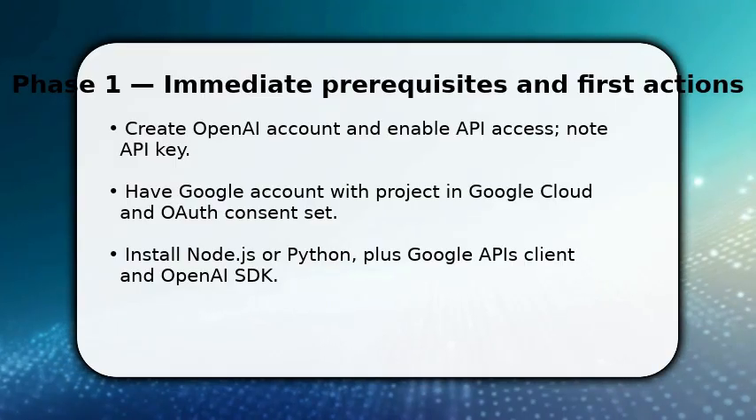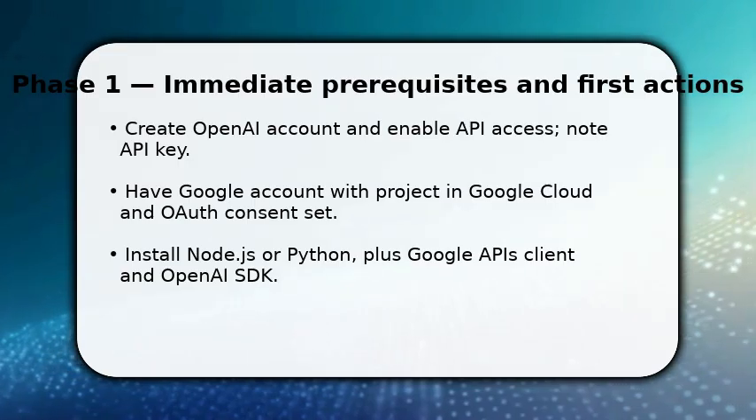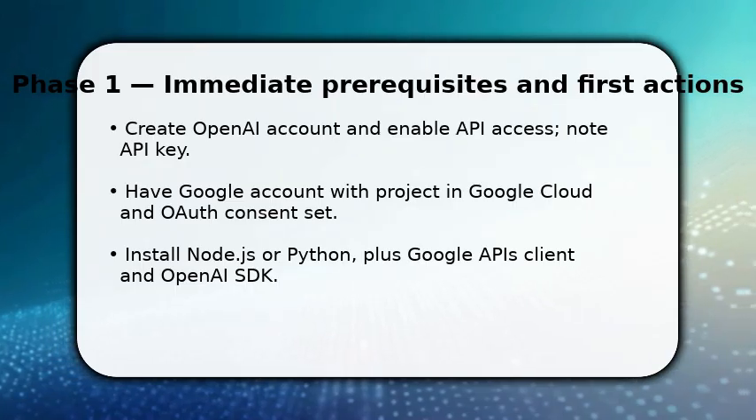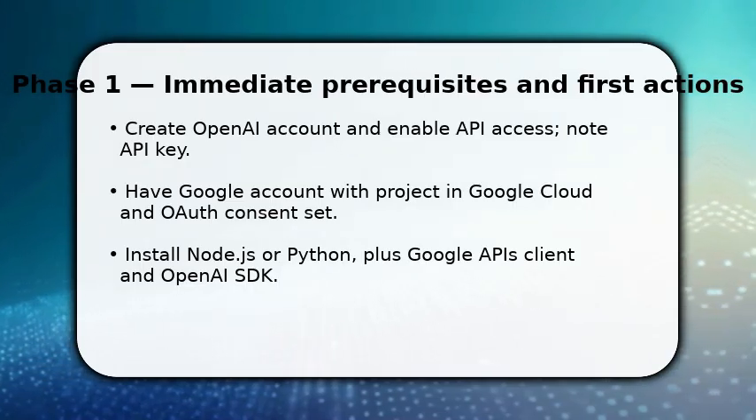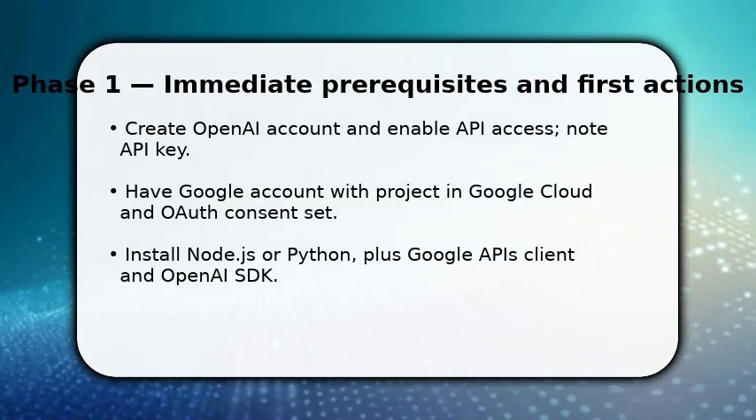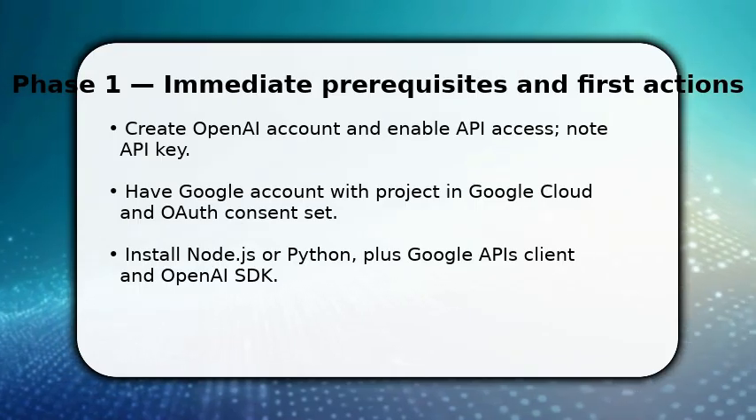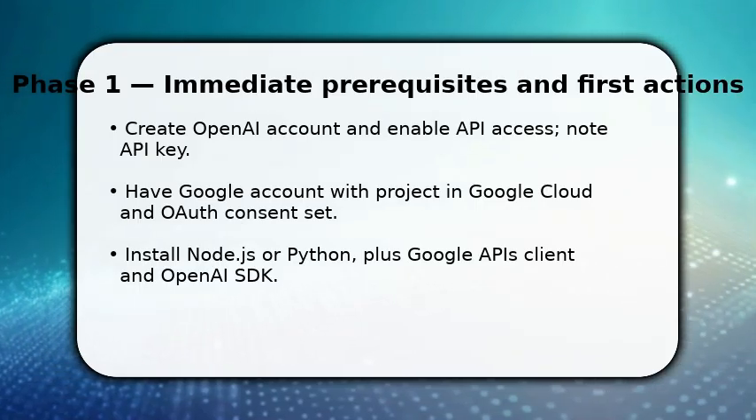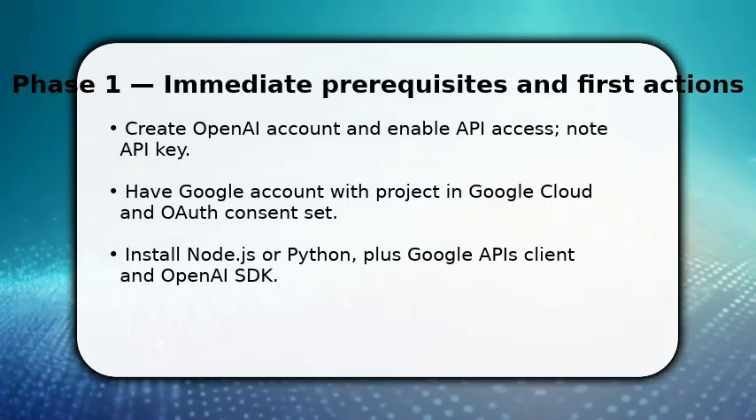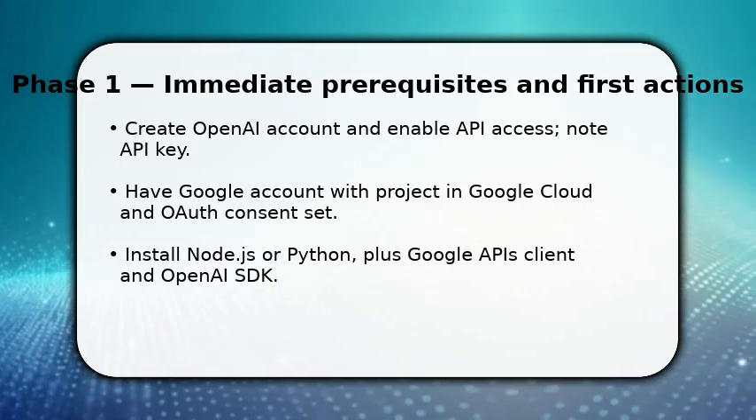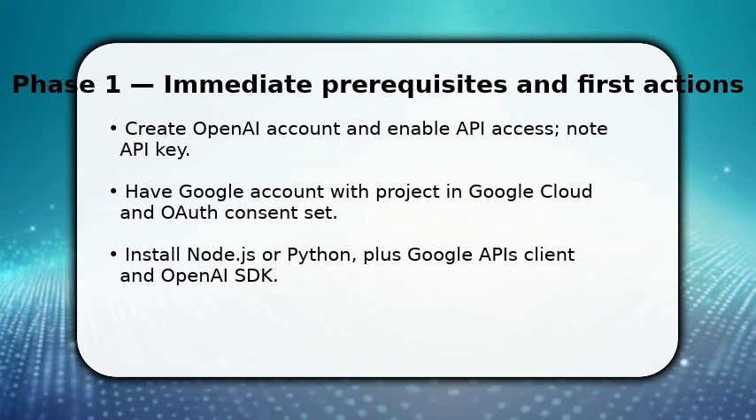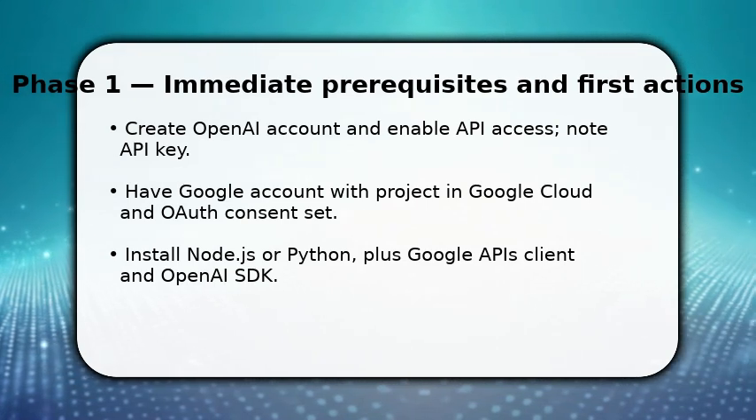You start by gathering credentials and tools. Create or confirm your OpenAI account, enable API access, and copy the API key. This authenticates requests. Next, set up a Google Cloud project, configure OAuth consent, and create OAuth client credentials for the Google APIs you'll call. Install Node.js or Python, and add the Google API client and OpenAI SDK so you can run code locally. Once done, store keys in environment variables or a secure vault to avoid leaking secrets.